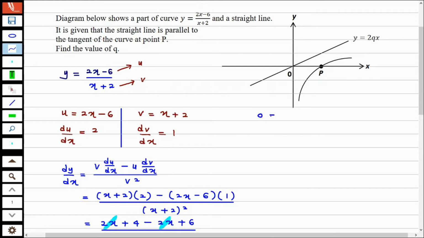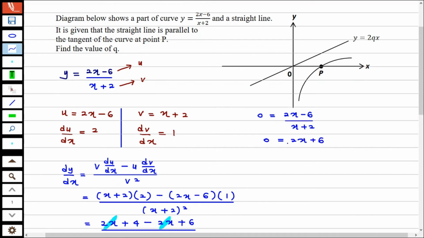Now 0 equals 2x minus 6 over x plus 2. So this x plus 2 needs to come over here, multiplied with the 0, so it's going to be 0. So you're going to have 0 equals 2x plus 6.